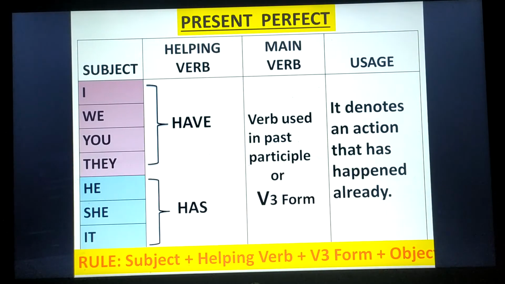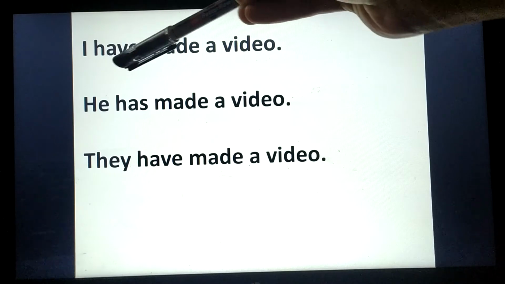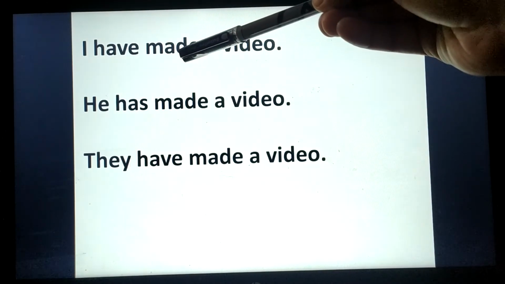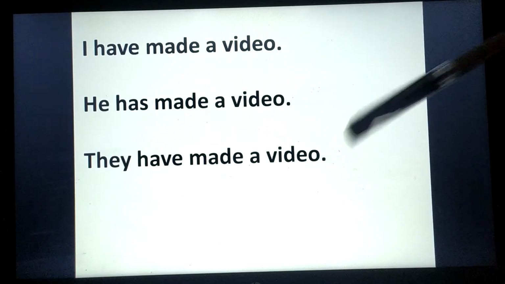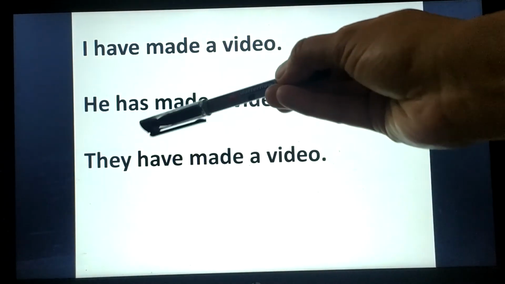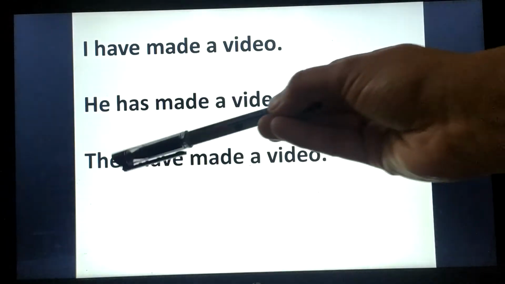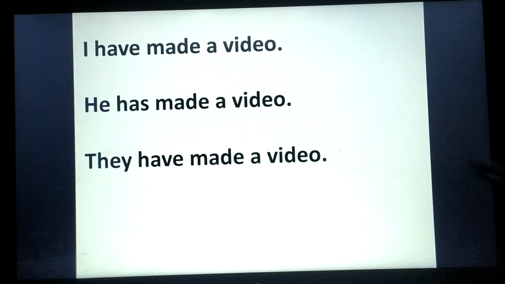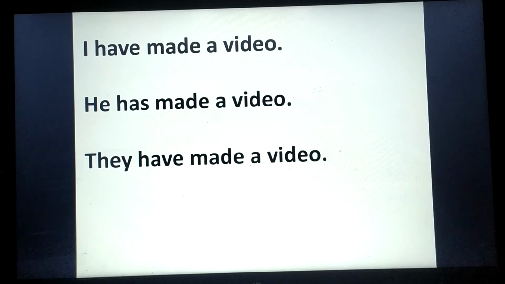So here I have a few examples. You can see: I have made a video. With I, I have used the helping verb have, and the main verb is the third form of the word, or past participle, and then the object. And with he, I have used has, the third form of the verb, and the object. Then with they, I have used have, the third form of the verb, and the object. So all these sentences show the action which has happened already, right?